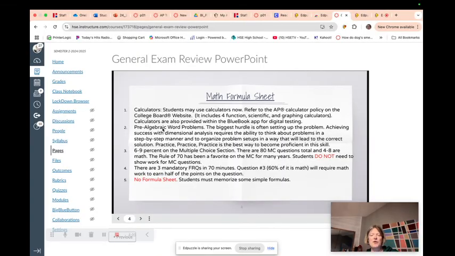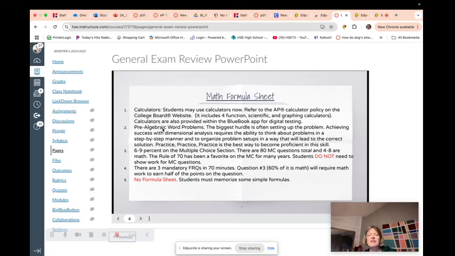6 to 9% of the multiple choice section is going to be math problems. So if we assume then that there are 80 multiple choice questions on the test, then what that means is realistically anywhere from 4 to 8 problems on the multiple choice are going to be math.